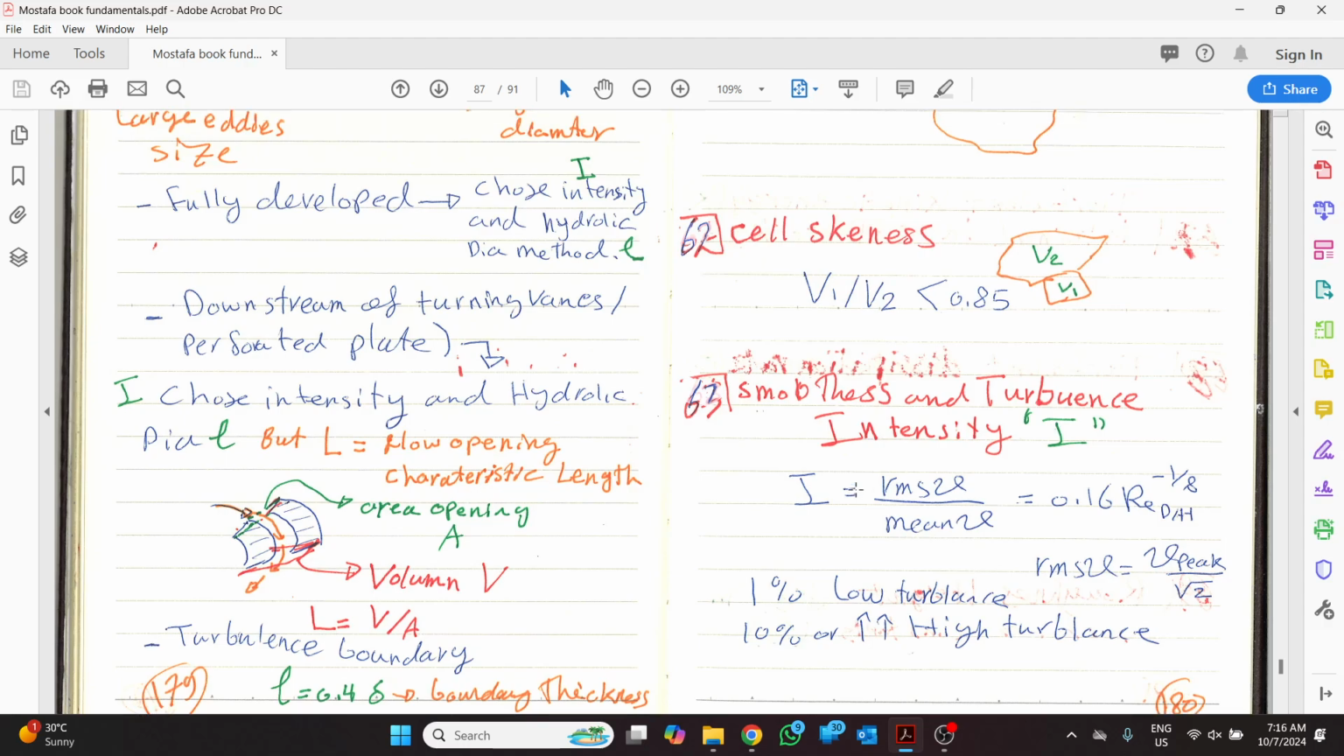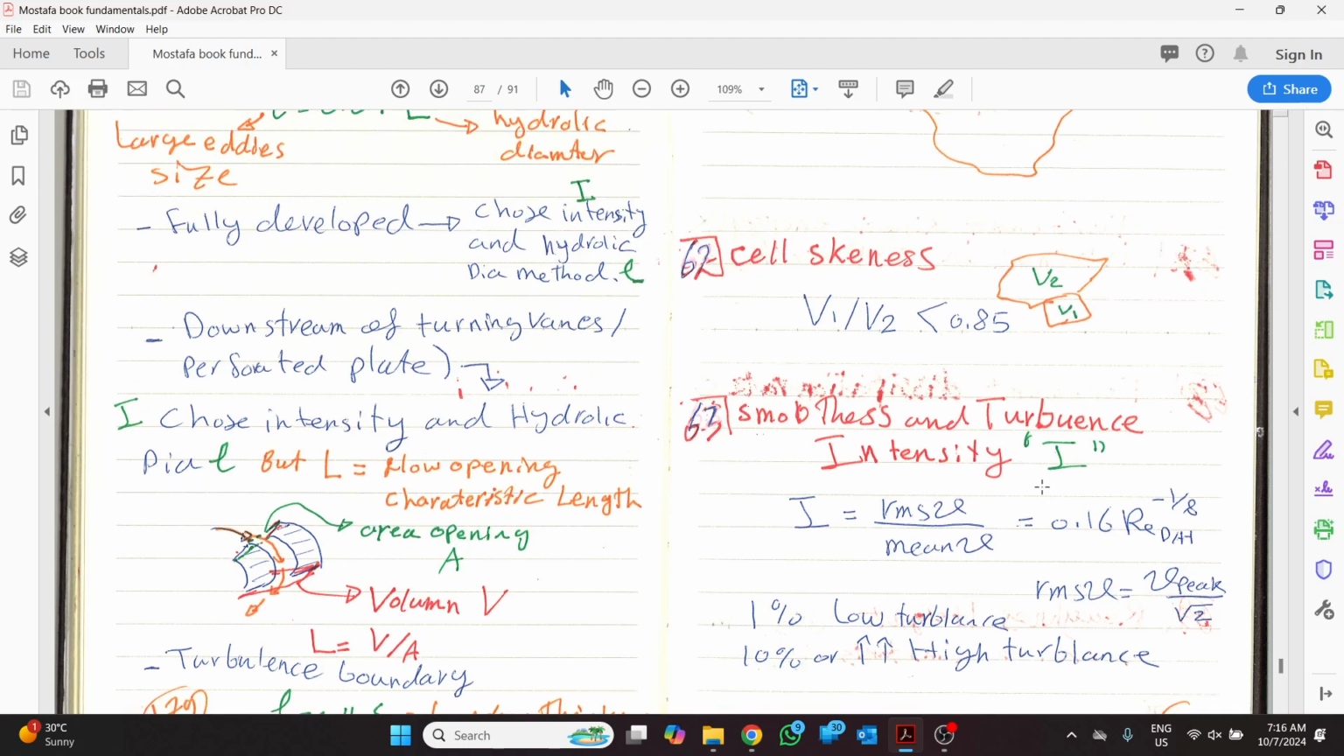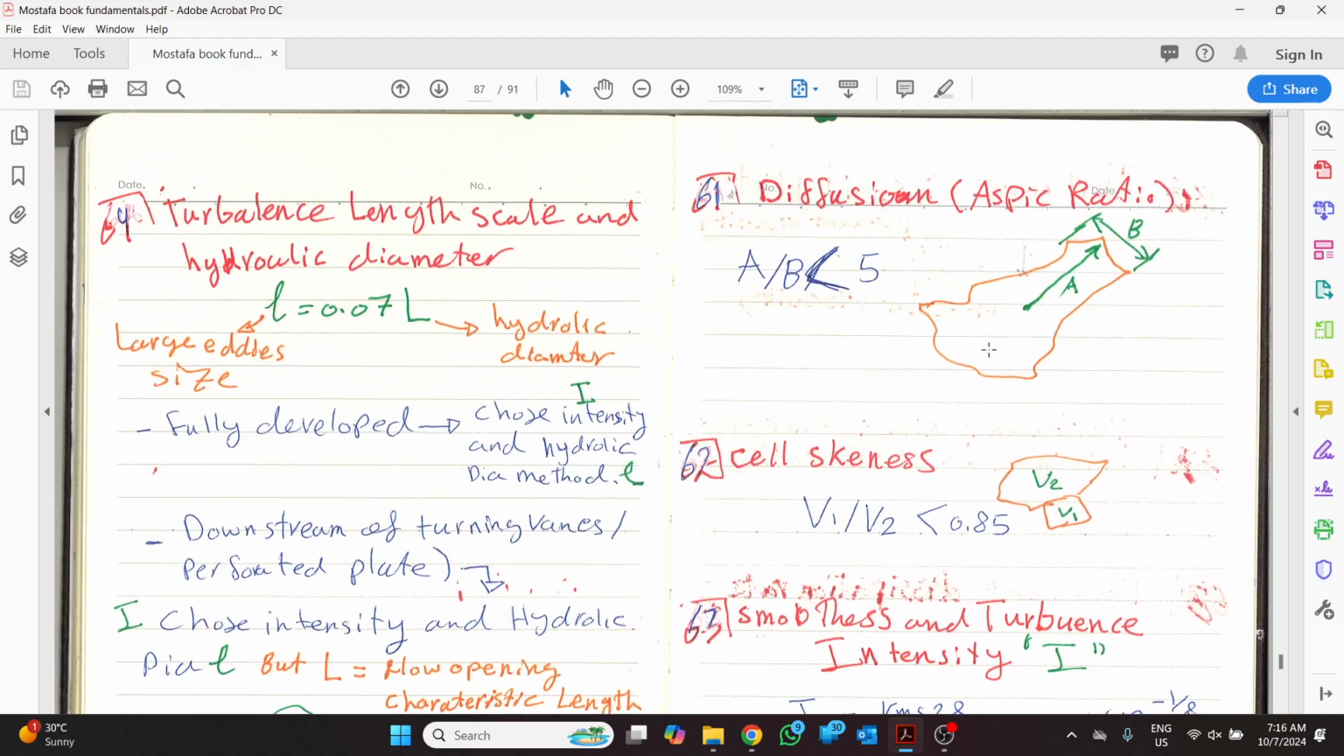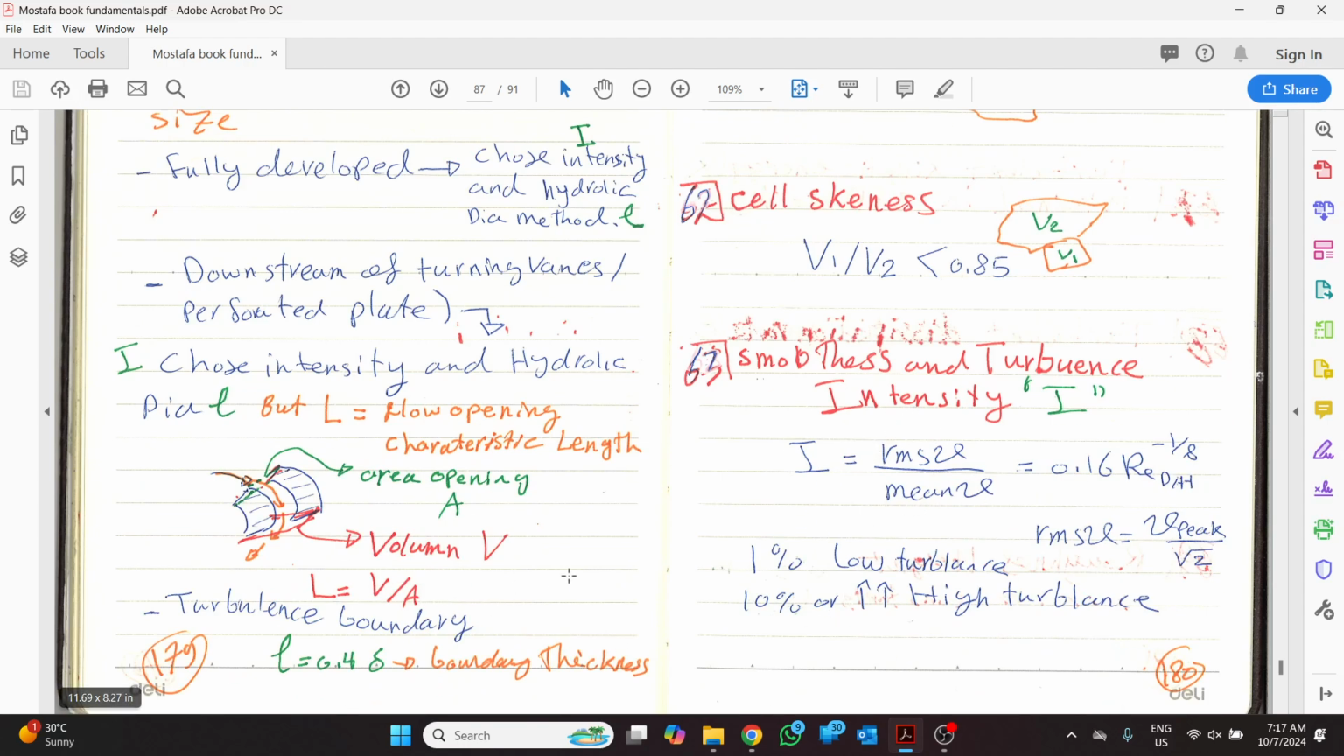Regarding smoothness and turbulence intensity. This is very important. This is just techniques above, and this one is very important, and it will continue with us later on. So what is a turbulence intensity? Turbulence intensity is the RMS velocity divided by the mean velocity. RMS velocity is the peak velocity divided by square root of 2.